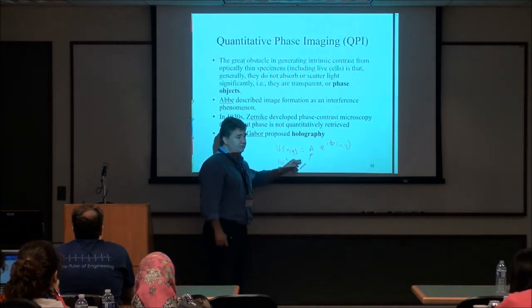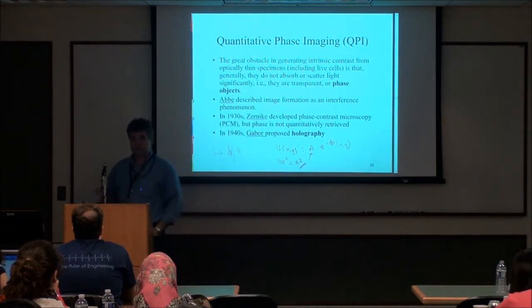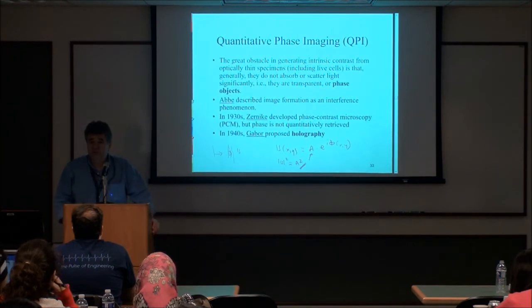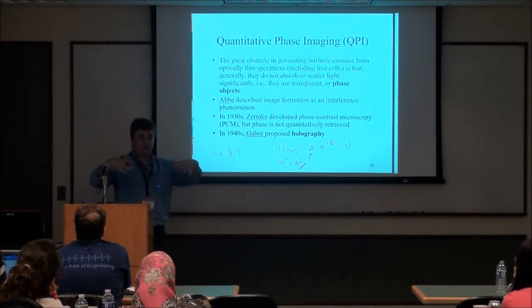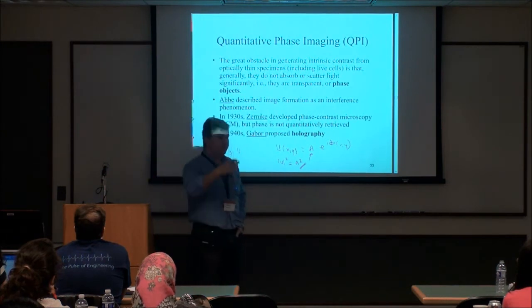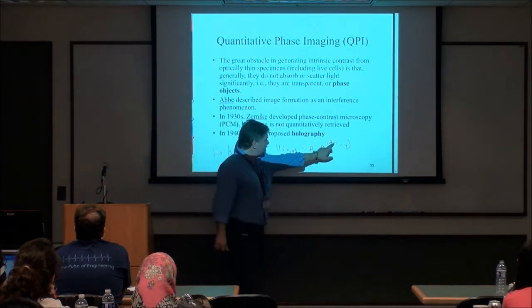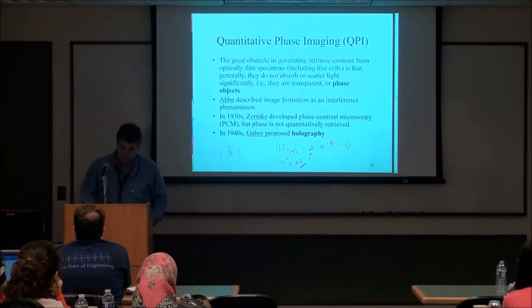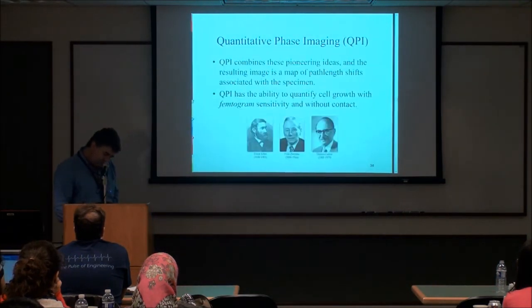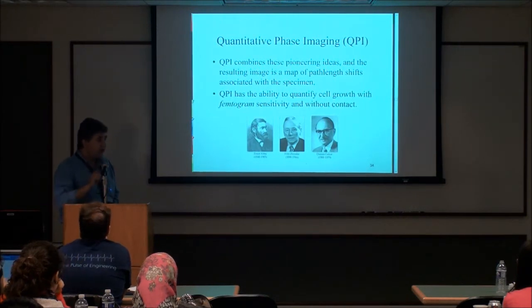In simple terms, this is the problem with imaging, for instance, most live cells, that there is no amplitude information. They don't absorb light a lot or scatter a lot of light. All they do is they change the wavefront of the light coming in. Barely, but still. A lot more change in the phase than in the amplitude. So quantitative phase imaging is trying to quantify that phase.